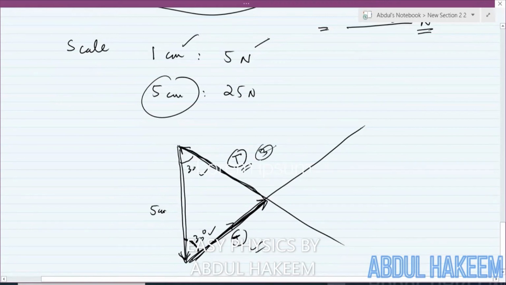But we have to calculate it, we have to measure it according to scale. Okay.